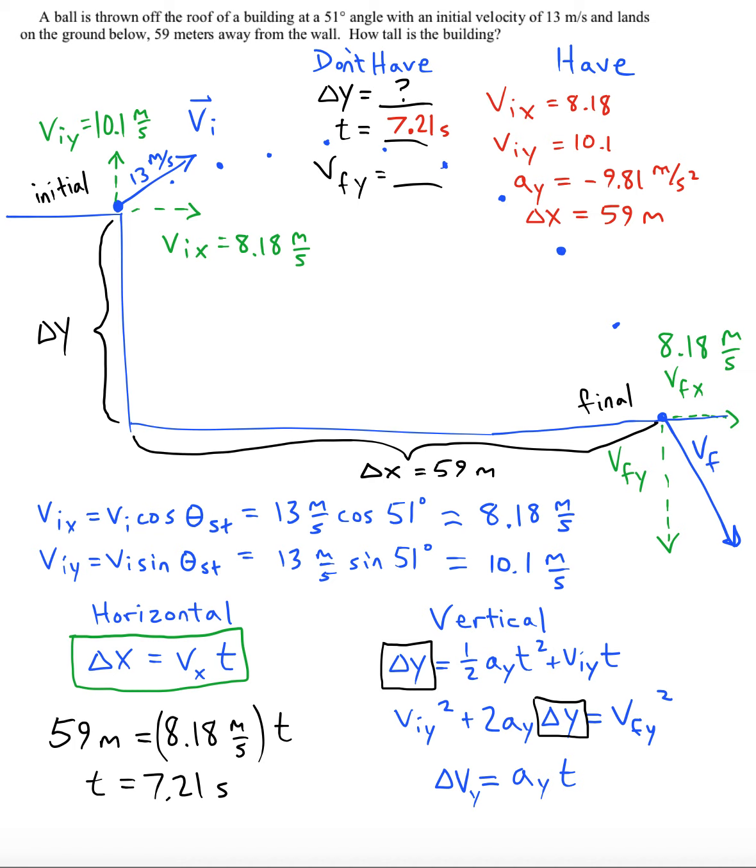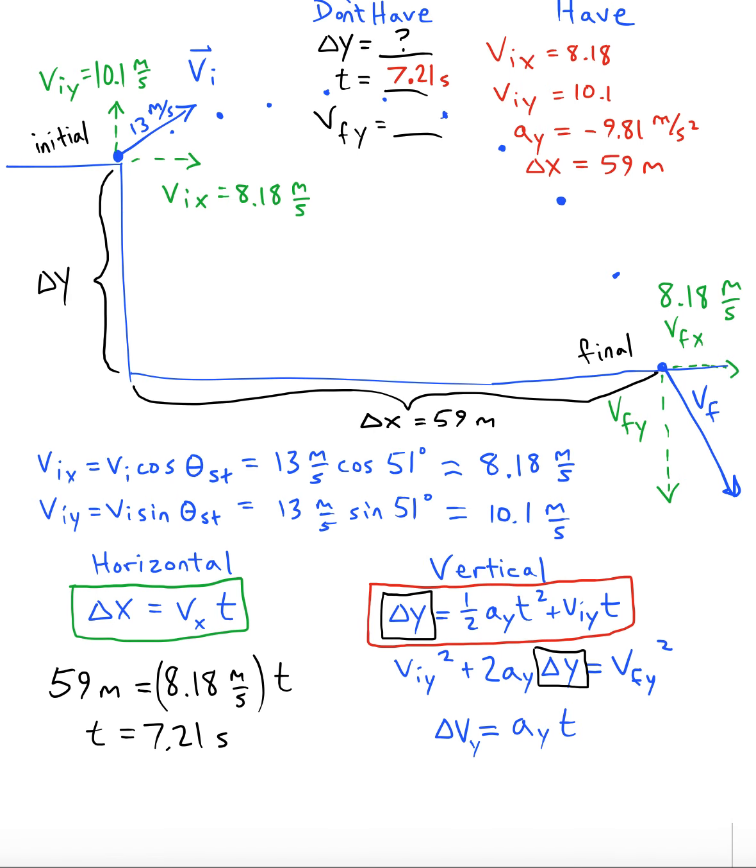Now that we have that piece of information, it will be possible to solve this problem using one of the other vertical dimension formulas. And the one that jumps out at me here will actually be this one. Now that we have the time, we have everything for the right side of the formula, and we'll be able to solve for the delta y. Let's plug it in.